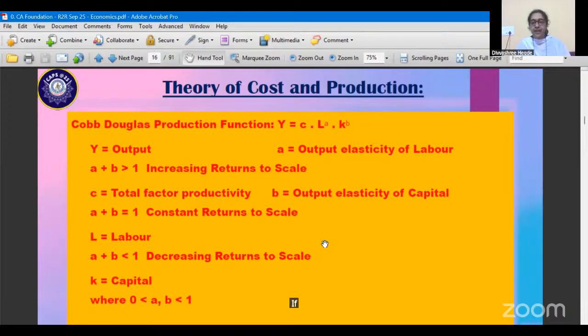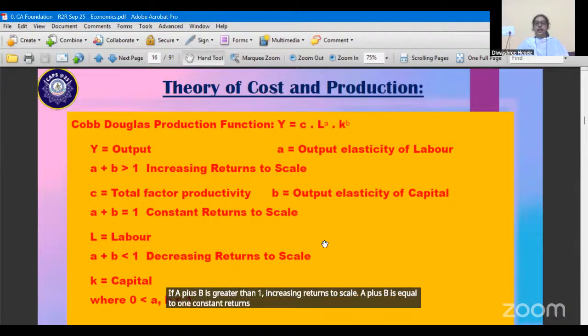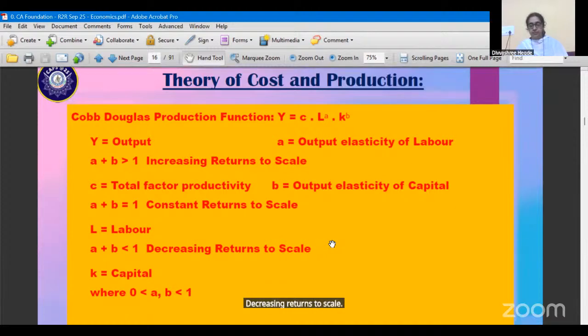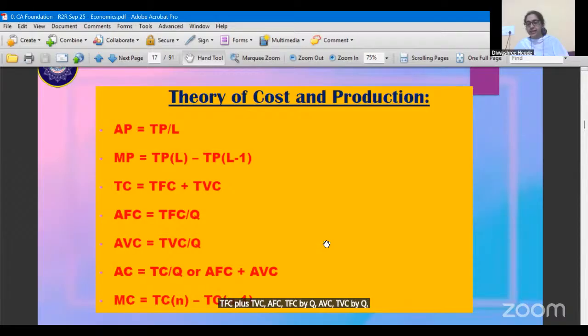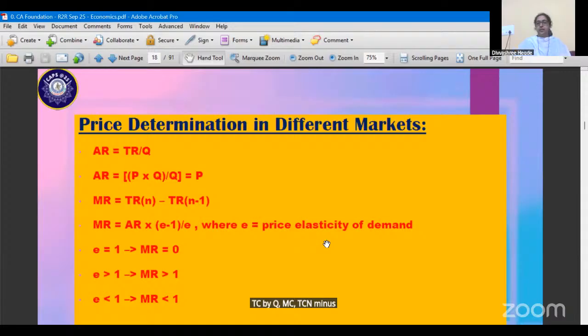If A plus B is greater than 1, increasing returns to scale. A plus B equal to 1, constant returns to scale. A plus B less than 1, decreasing returns to scale. Average product is TP by L, MP is TPl minus TPl minus 1, TC is TFC plus TVC, AFC is TFC by Q, AVC is TVC by Q, AC is TC by Q, MC is TCn minus TCn minus 1. And revenue concepts: AR is TR by Q. And how do you calculate TR? P into Q. MR is TRn minus TRn minus 1.